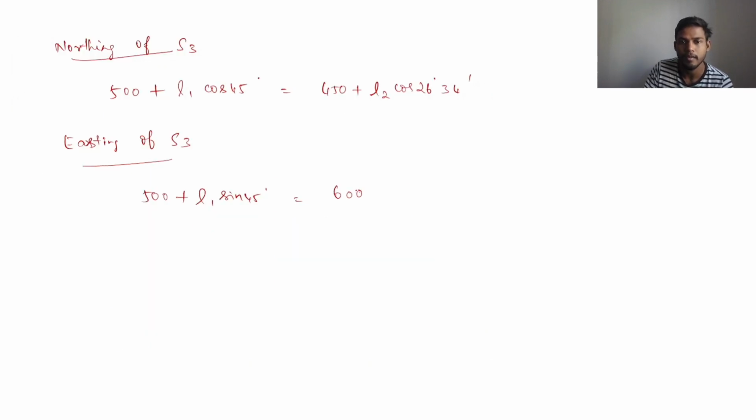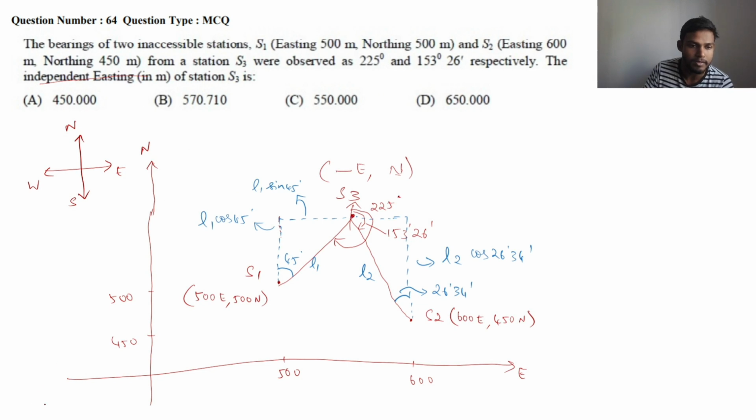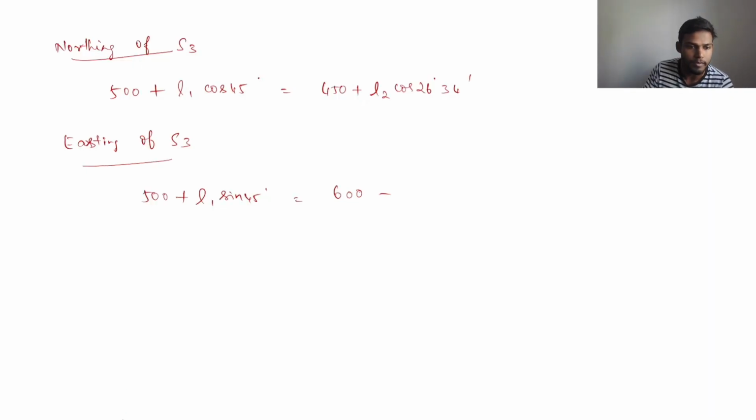600 minus. We have to put the minus symbol here because S3 is before S2. So with respect to the x-axis, S3 is lesser than S2. So 600 minus L2 sin 26 degree 34 minutes.